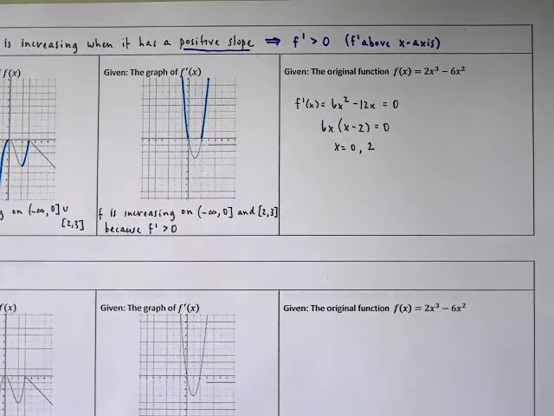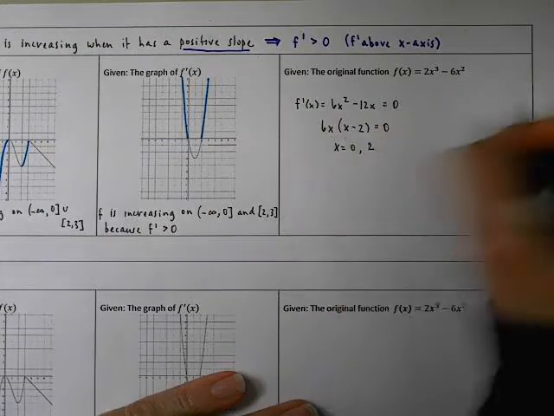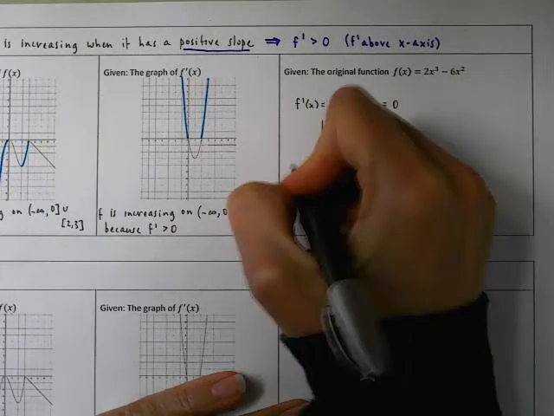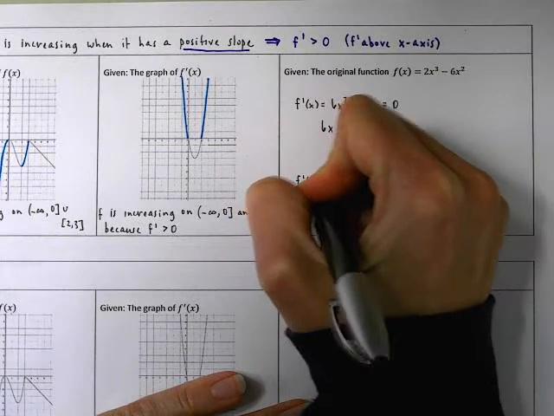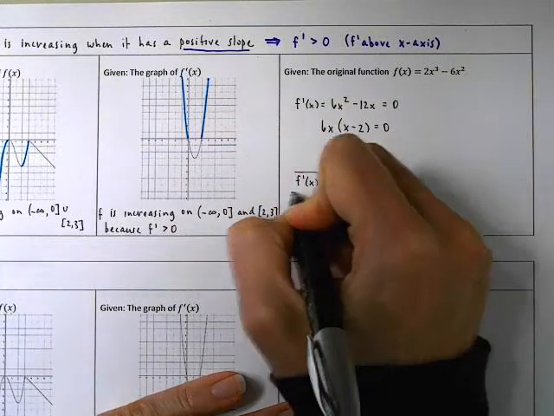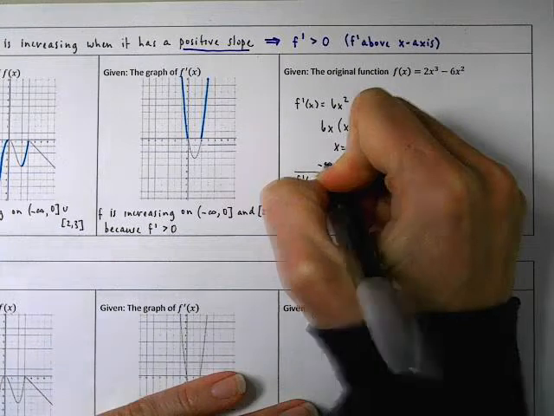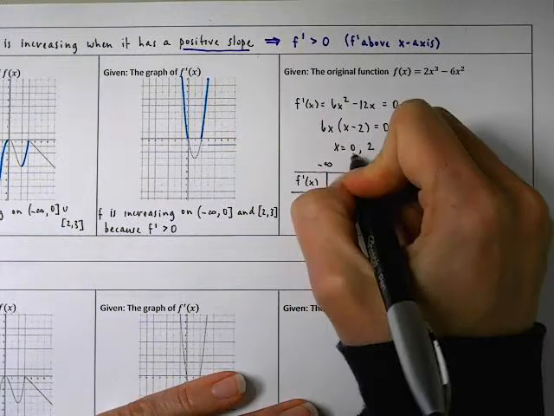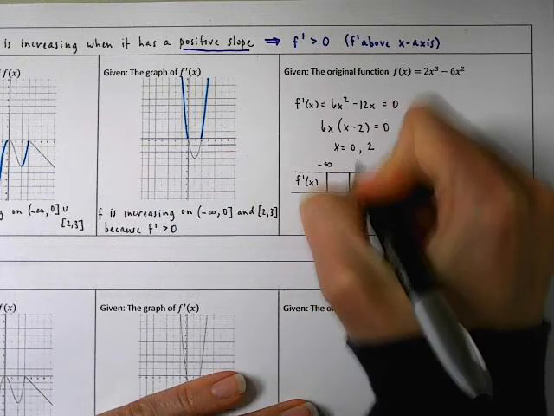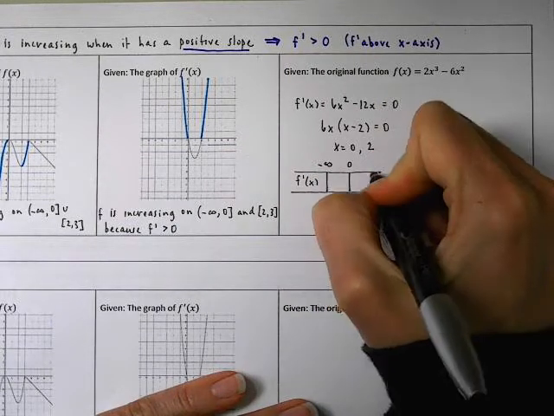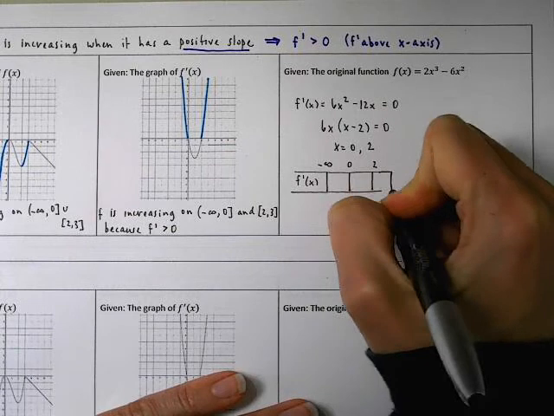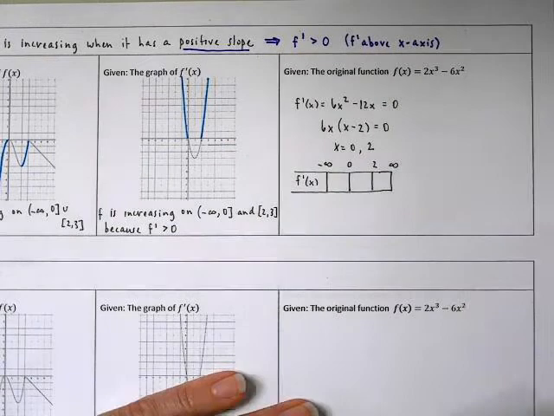So now we've got some values here, and now we need to use those to help us find our intervals where we're increasing. So here's what we do. We set up a table. So f prime of x. Now in this case, I know my domain is going to go from negative infinity to infinity, and I'm going to put in these values in between. So when x is 0, when x is 2, and then again, the end of my domain would be infinity.